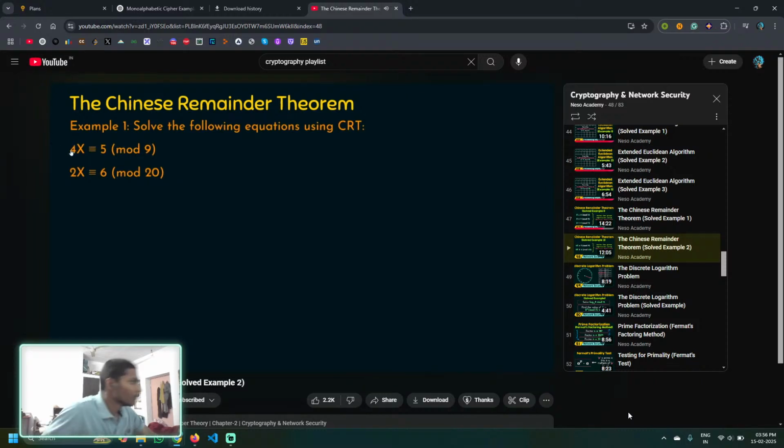In the last example we solved, we were given the question directly as x is congruent to something. But here this is 4x and this is 2x. So a small trick is applied on the question here. No worries, we will break the trick first and then we will proceed with solving these congruent equations. Let's break the trick now.